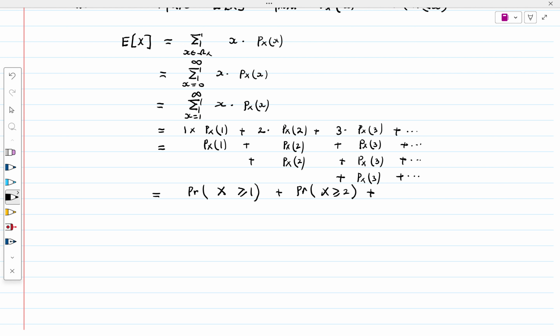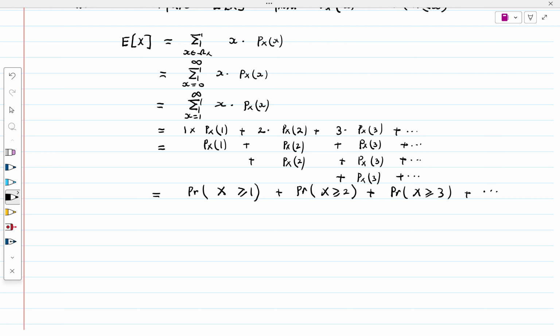Plus the next term. What do you notice? You've got the probability x equals 3 plus the probability x equals 4, and so forth. That is the probability that x is greater than or equal to 3. And then that can continue onwards.